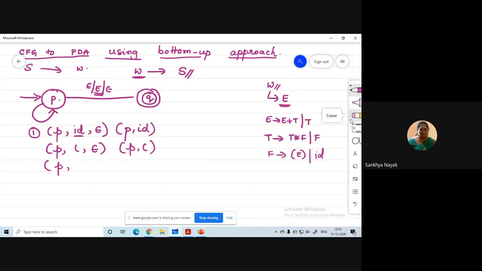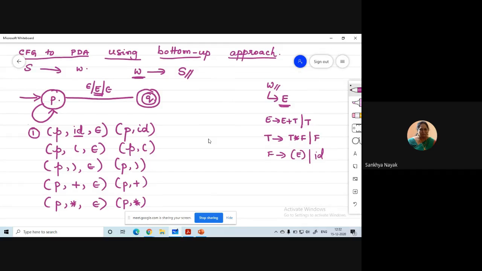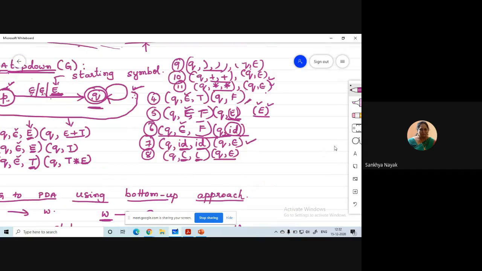So if you have a closed bracket, doesn't matter what is there, you are going to push the closed bracket. Okay. If you are at P, let us say you have plus, doesn't matter what is there, you are going to push that plus. Similarly, if you have a star, doesn't matter the stack content, you are going to push the star. Now see, it's exactly the reverse of what we did here, isn't it?